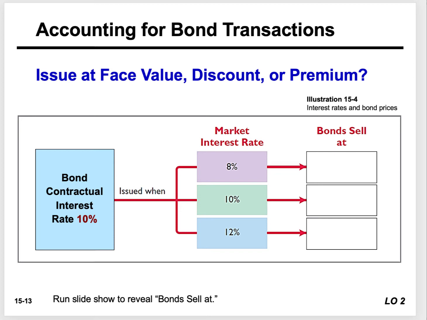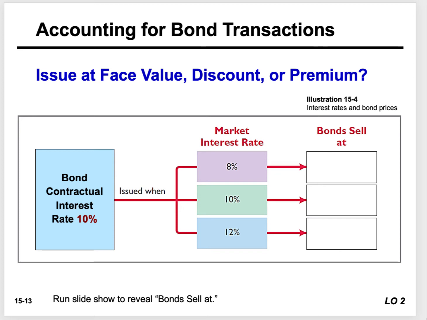You're going to want to write this down. The market interest rate, we can also call it the effective rate of interest, or the effective rate. Those are synonyms for each other. Market interest rate, effective rate, they go hand in hand. We're talking about the same thing.